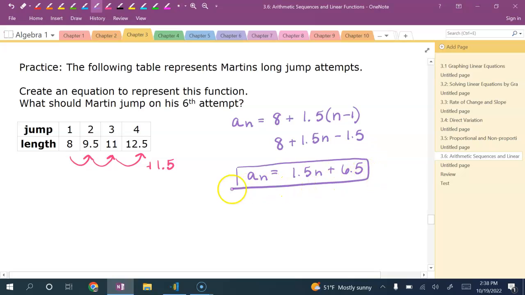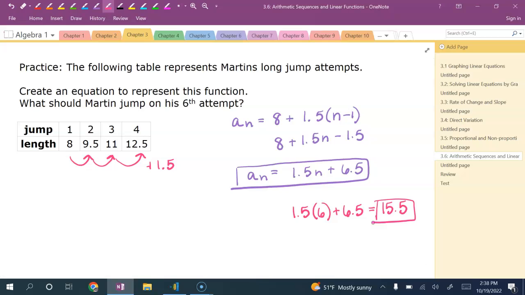And they are asking what would be his jump after his 6th attempt. So what's the 6th term? We would do 1.5 times 6 plus 6.5, and that would come out to be 15.5. And again, I'm not sure what that represents as far as distance. It doesn't really say, and so I would just leave it as 15.5 for now, since I'm not sure what the label would be.